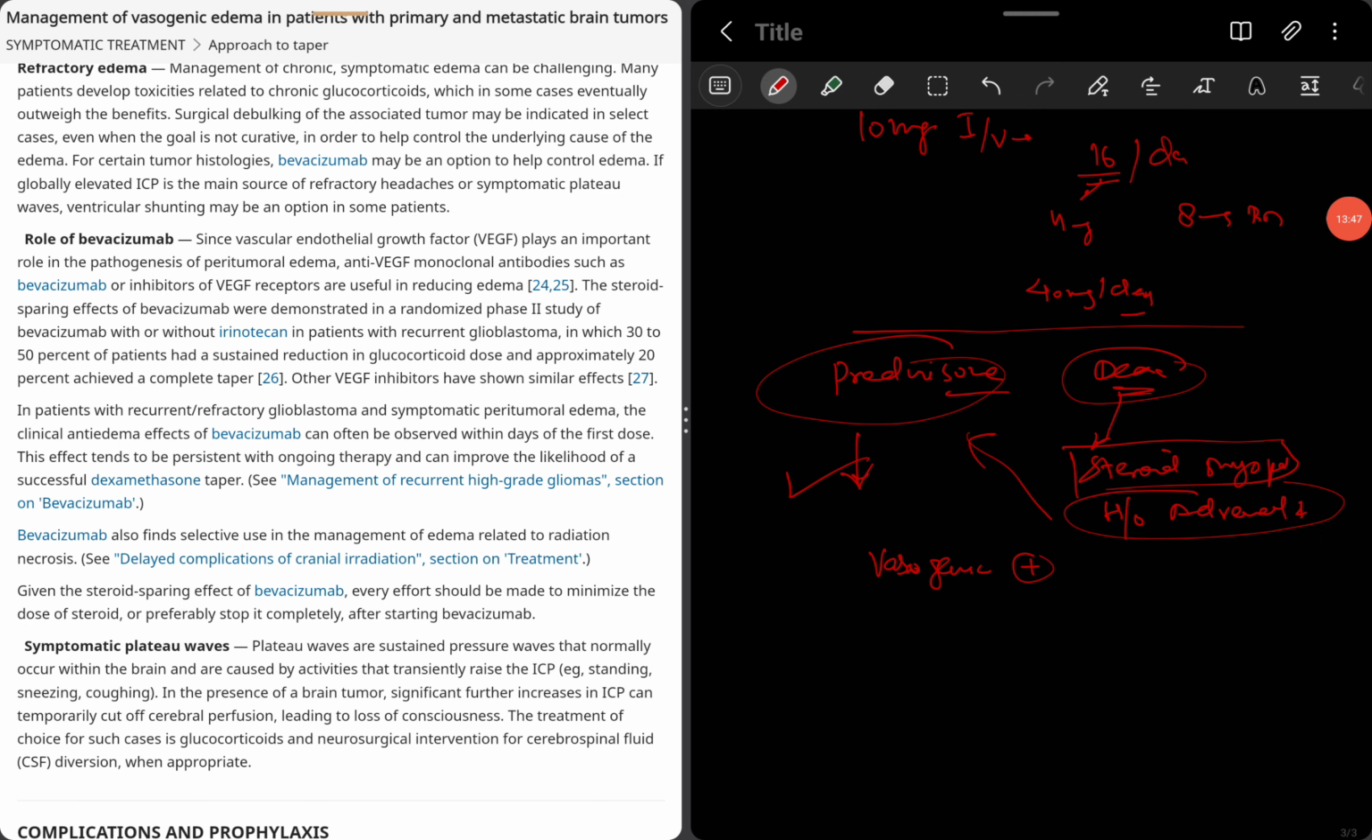Sometimes there can be refractory edema. In such cases, what we have to do is, surgical debulking of the associated tumor may be required in some cases, or in other tumor histologies we use bevacizumab. Bevacizumab we can use.